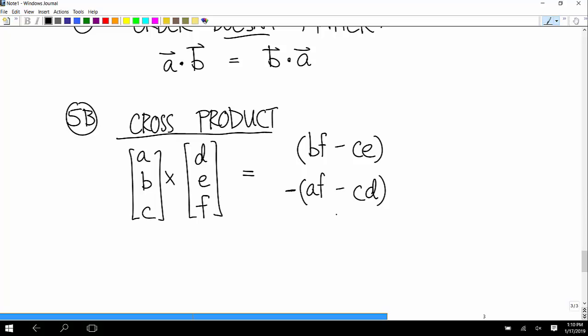So that is the negative. And then the Z component, cross out the Z components, AE minus BD.